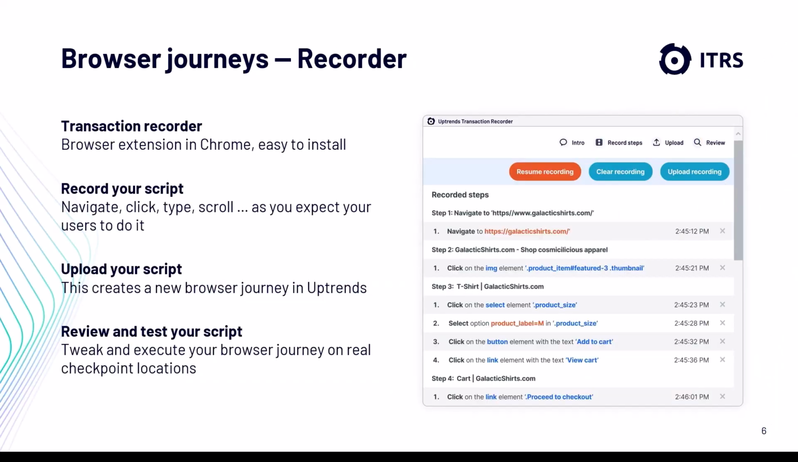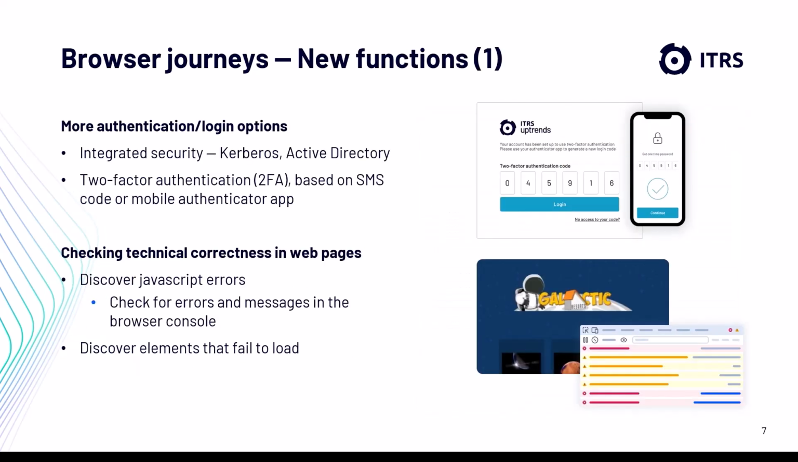This is our recorder that lets you capture your scenarios in your own browser. It's a browser extension. It's easy to install on your own laptop. You record your script as you click through your web pages. It uploads your recorded script to the Uptrends system, which is where you will test and tweak until you're happy to start your monitoring. I'll briefly mention a series of new functions we've added over the last several months.